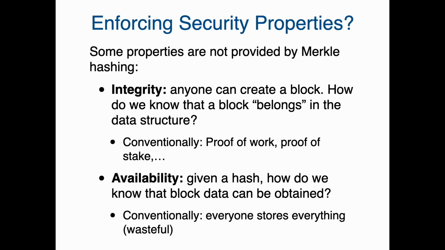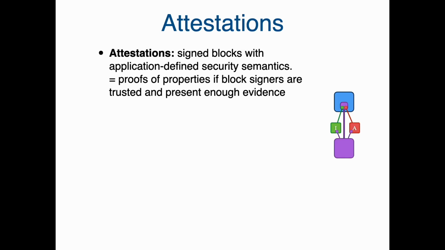So the question is then, how do we get these integrity and availability properties that you don't get just from the fact that you're constructing this data structure out of hashes? So that's actually, I think, the interesting innovation in this project. We came up with this idea of having what we call attestations. So attestations are signed blocks that exist in the data structure to provide guarantees about integrity and availability of other blocks, including other attestation blocks.